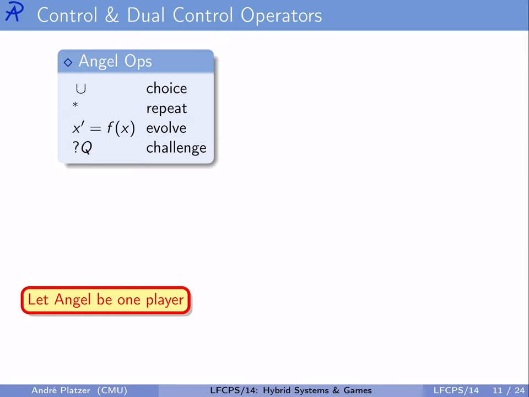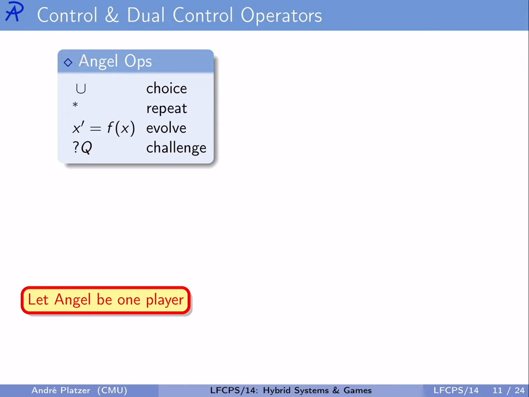And well, what do we basically need? We have operators for one player already. The player didn't get a name. Let's call her Angel. And then Angel has a choice operator, Angel has a repetition operator, Angel has differential equations that she can follow for a duration that she likes. And we can challenge Angel by asking that now she has to pass a test Q, a logical formula, whether it's true. The program stops whenever Q isn't true and the run is discarded.